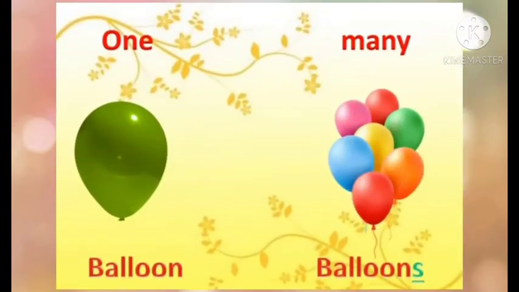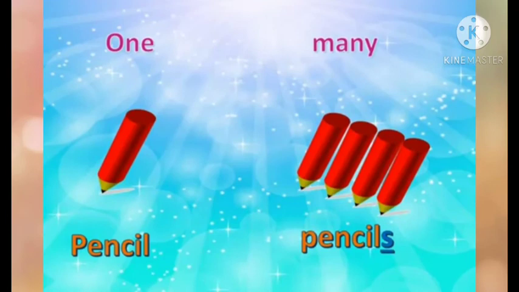Next see, one balloon. B-A-L-L-O-N. And at the right side we have many balloons. B-A-L-L-O-N-S. Yes, one balloon, many balloons. Next, I have one pencil. P-E-N-C-I-L, pencil. At the right side, many pencils. P-E-N-C-I-L-S. We are adding s only. So, one pencil, many pencils.